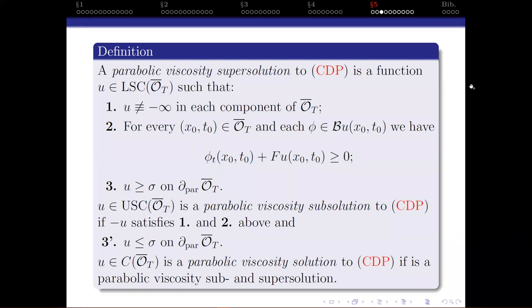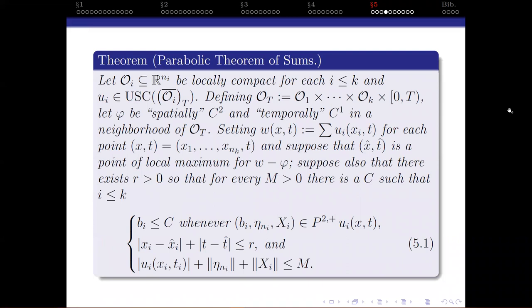And we're also going to have to change the theorem of sums to a parabolic version. The biggest change is not the changes that we make to the functions u, although we do have to change the functions ui, so that they're upper semicontinuous not only spatially, but also temporally, as I like to say. We're also going to have to change a condition down here, because in the previous theorem of sums, all we had to do was satisfy the stuff up top and we were good to go. In this version of the theorem of sums, however, we're going to have to ensure that this condition is also satisfied.